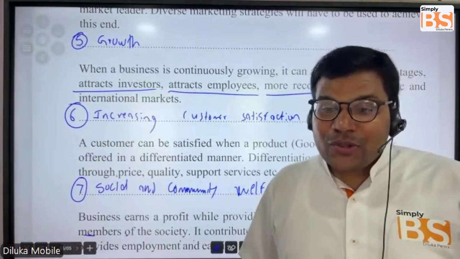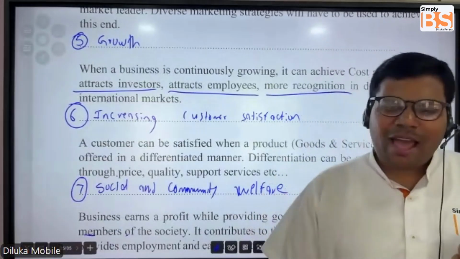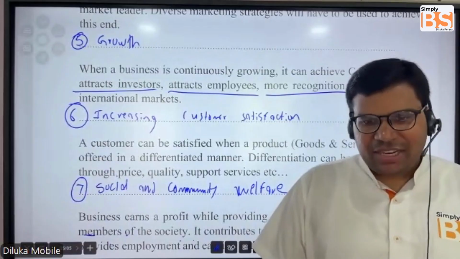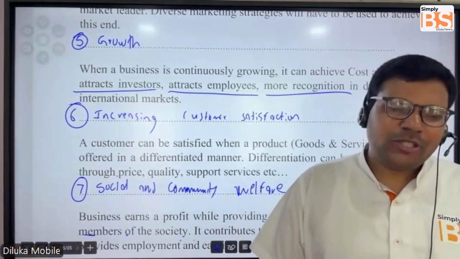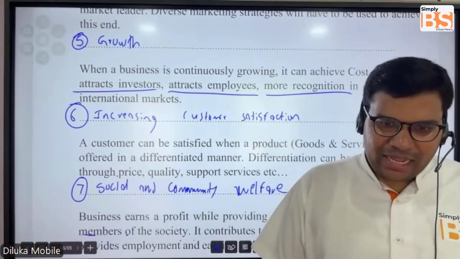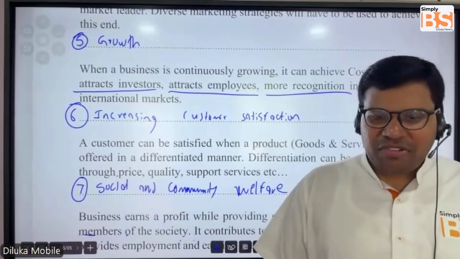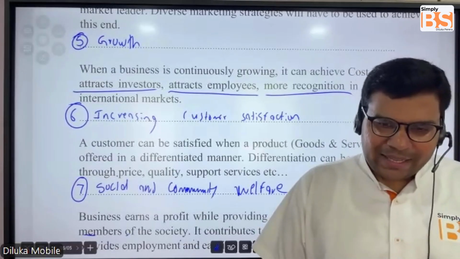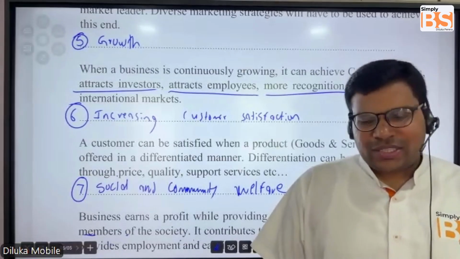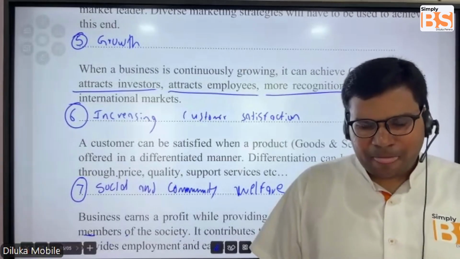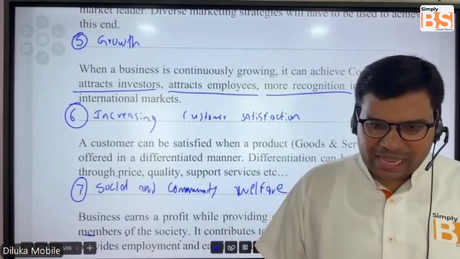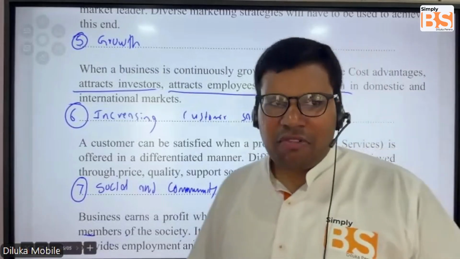Those are good things that you can do with the profits that you have earned. Those are called social and community welfare activities. They are the things that you can do for the welfare of the society with the profits that you have generated. Look how nice it is. It's time for you to contribute towards the well-being of the society. So business is not all about making profits, but you've got to use that profit and help the society.